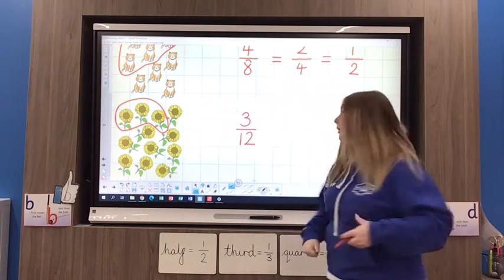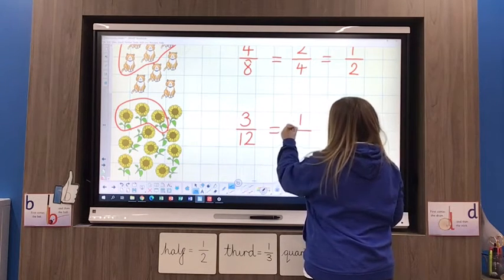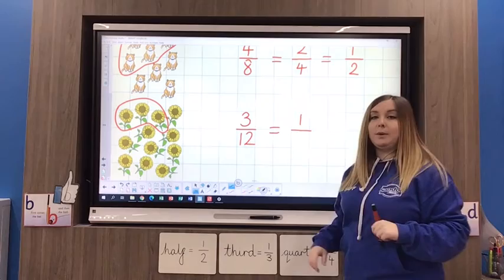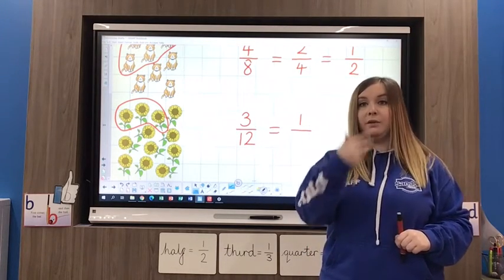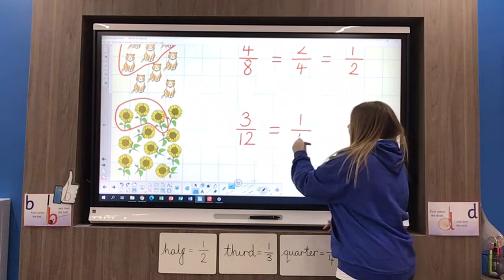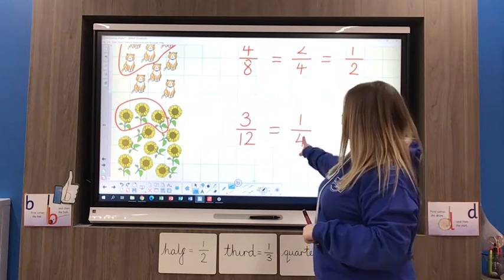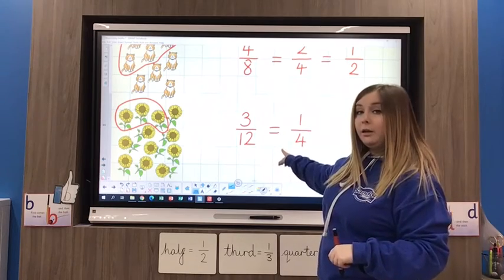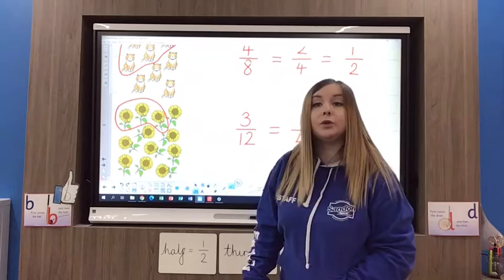3. 1. And now let's count in 3s until we get to 12. 3, 6, 9, 12, 4. So, I've got 1/4 of my sunflowers circled.